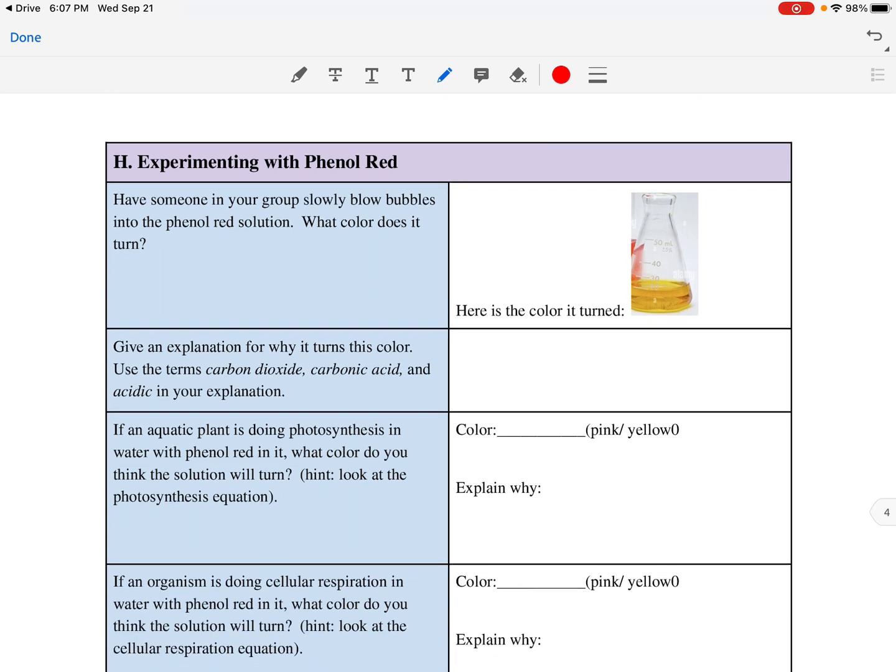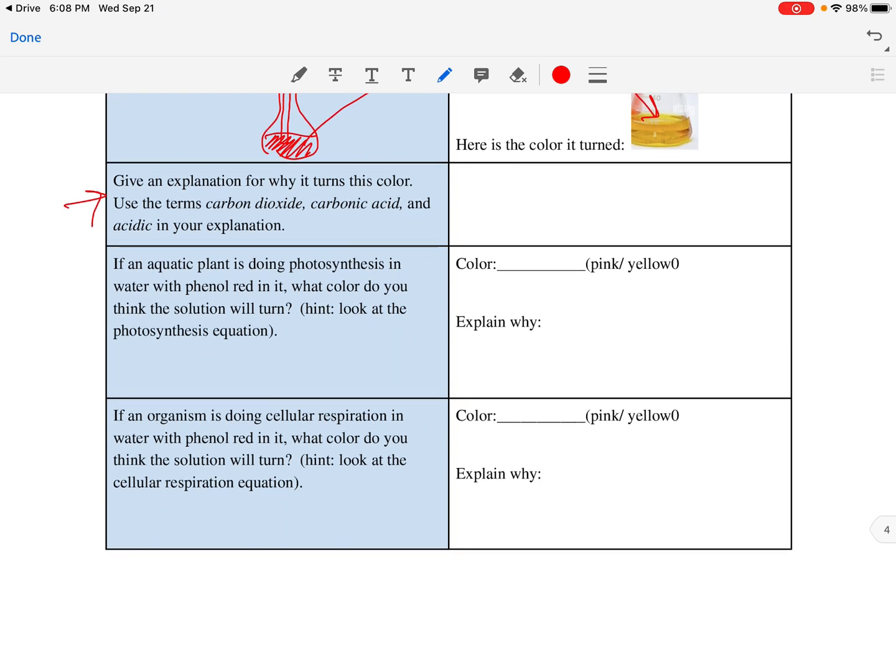All right, and then the last little experiment part we did in class is we had our phenol red solution, and it was red. I'm using a red pen, so that's easy. And someone used a straw and blew bubbles into it. And what happened after they blew bubbles, and you have to think about when someone is exhaling, what are we breathing out when we exhale? That red solution turned yellow. So you're going to explain what happened there. Why did it turn yellow?